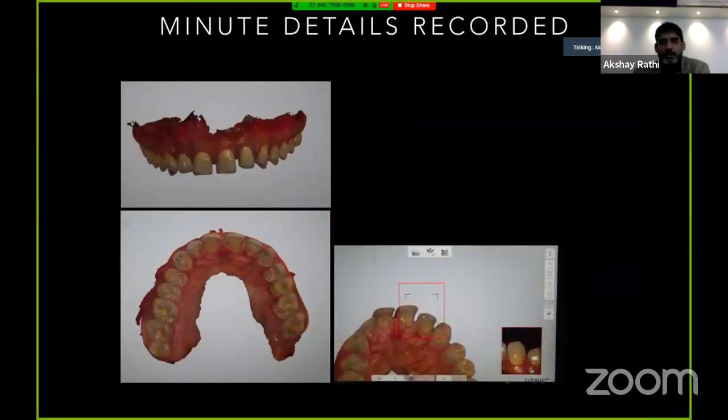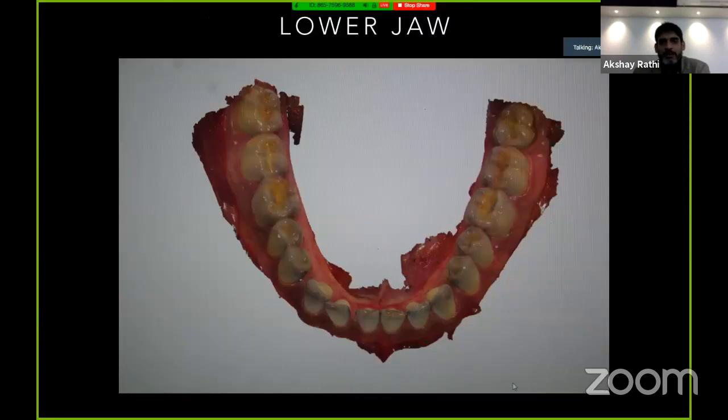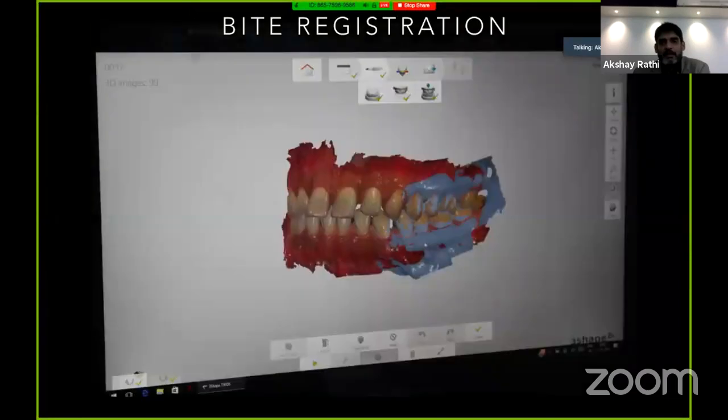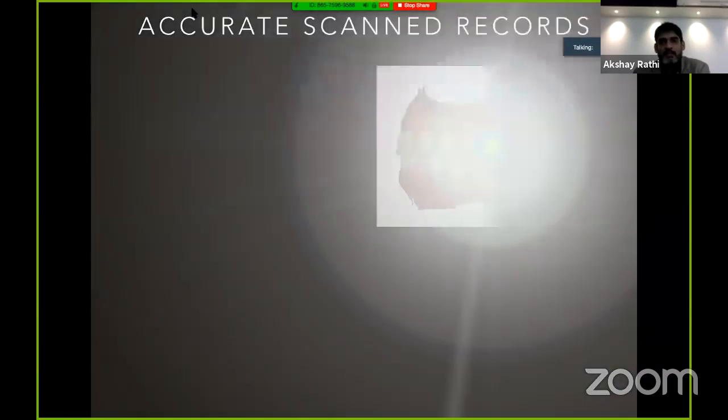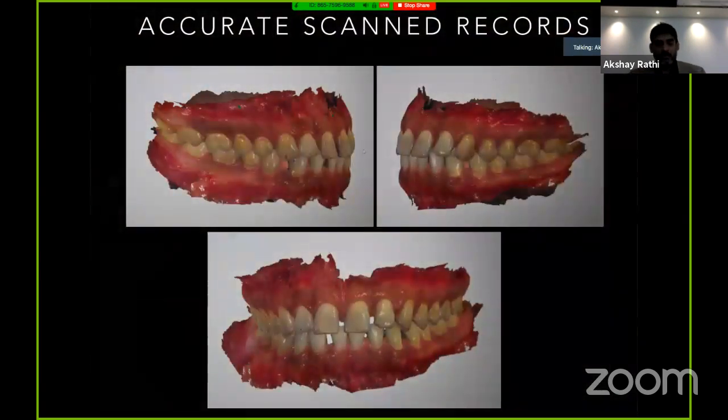So this is the first step, and then you have got the scanned records. Now these records, either in the form of scan that you see over here, or in the form of upper and lower rubber based impression, you will send to your lab.